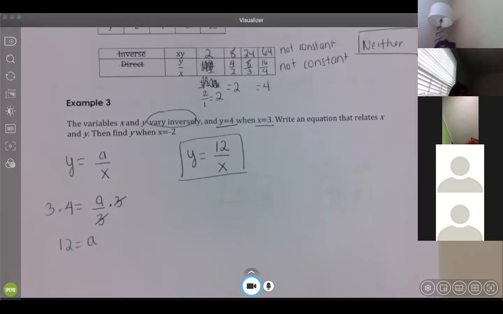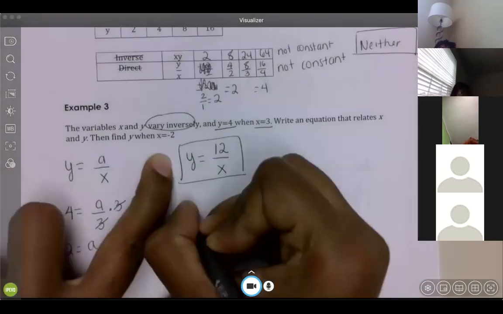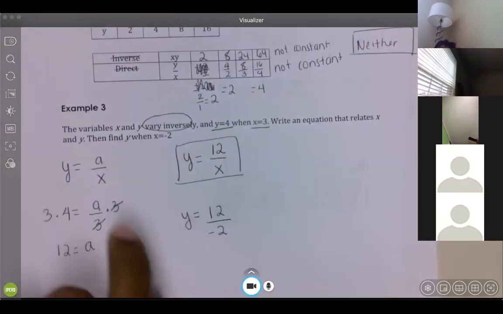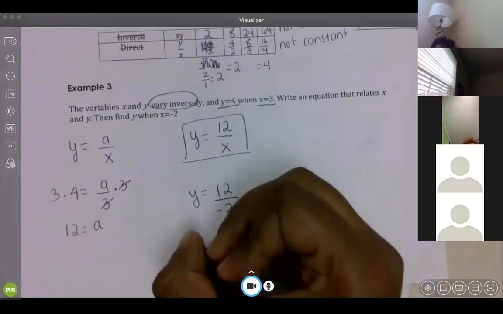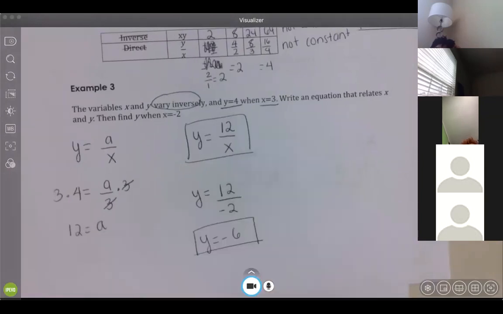All right, lastly, it asks you to find y when x equals -2. In order to do that, you're just going to replace the x with -2. So y is equal to 12 divided by -2, which is -6. So y is equal to -6. Any questions about example 3? Does anyone need more time to copy this down?